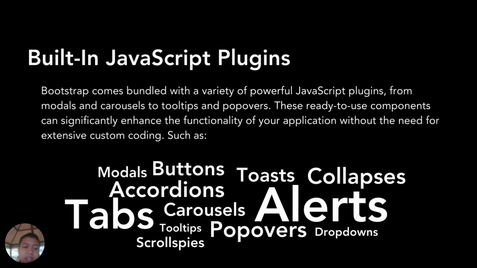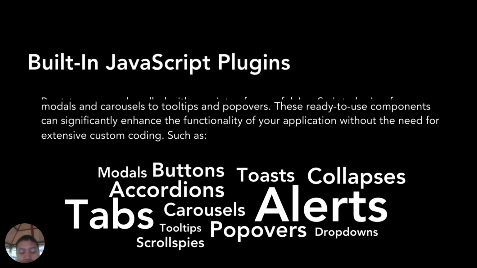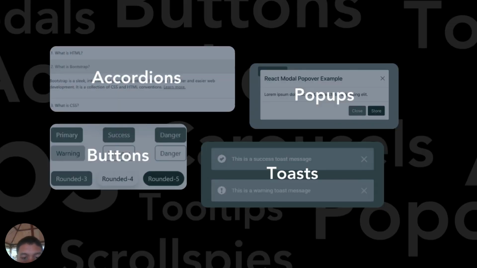And built-in JavaScript plugins. Over here, we can see examples of built-in JavaScript plugins. Bootstrap comes bundled with a variety of powerful JavaScript plugins, from modals and carousels to tooltips and popovers. These ready-to-use components can significantly enhance the functionality of your application without the need for extensive coding. Here we can find modals, buttons, accordions, tabs, carousels, tooltips, scrollspy, toasts, offcanvas, popovers, collapse, and dropdowns. These are the images of them.